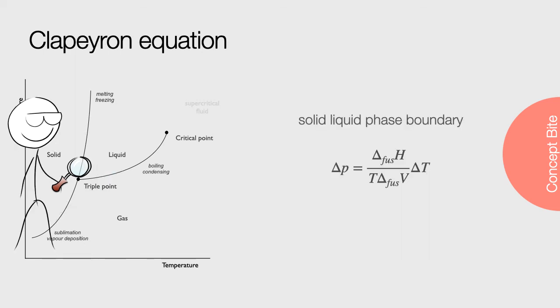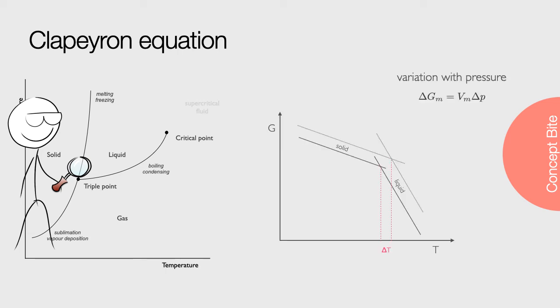If instead we look at the solid-liquid phase boundary, then the change in pressure of the phase change and the change in temperature of the phase change are related by the enthalpy of fusion, the change in molar volume of the two phases and the temperature of the phase change. This relationship is called the Clapeyron equation, and it works because there are only negligible differences in the molar volumes of solids and liquids.